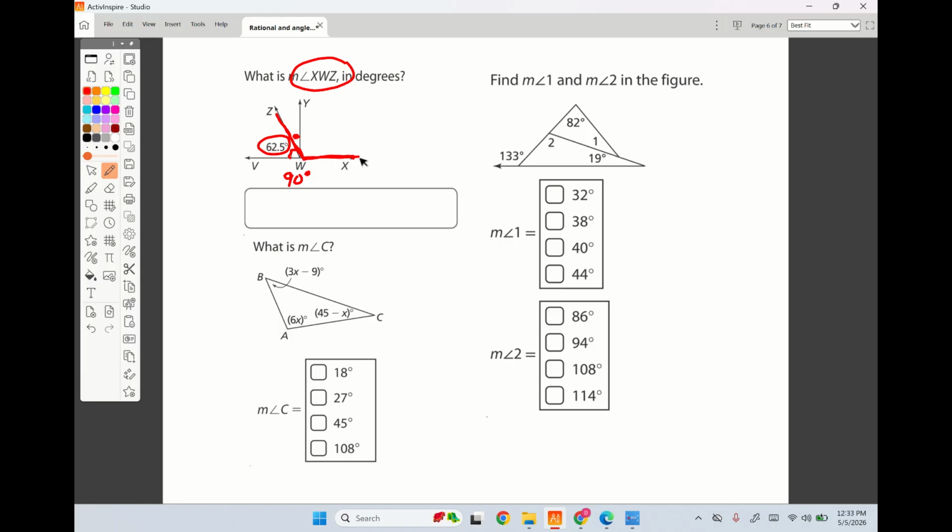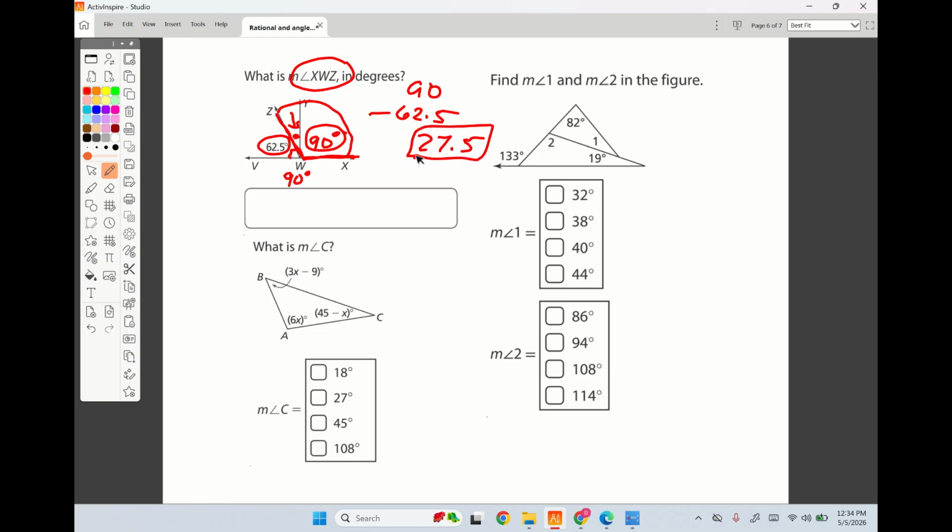So again, let me clear that up and walk you through what we did. We found this missing piece by subtracting 90 minus your 62.5, and it gave us 27.5 here. And now the angle they want is X, you go to the letter W, Z, which is that big angle, the little one and this one, which has to be 90 degrees, because if the other side is 90, this side is 90, to make 180 for your straight line.